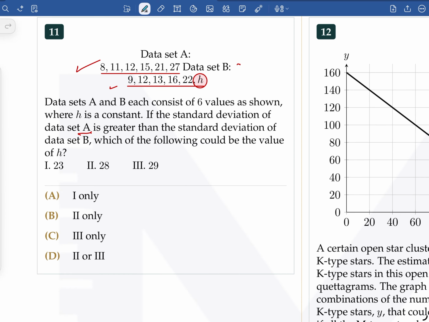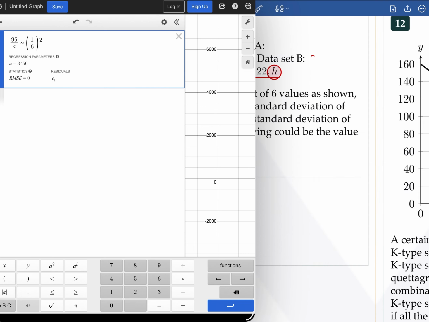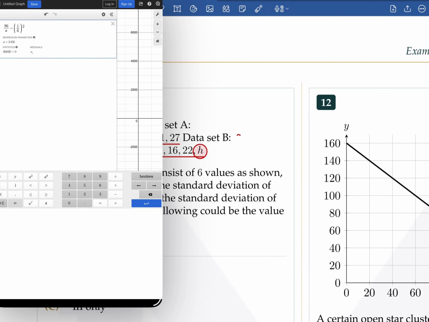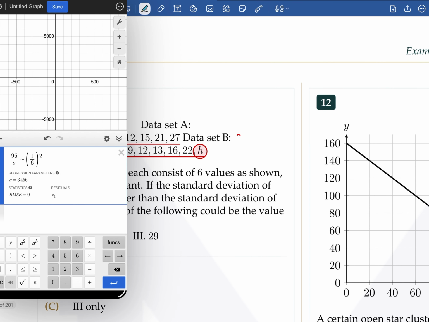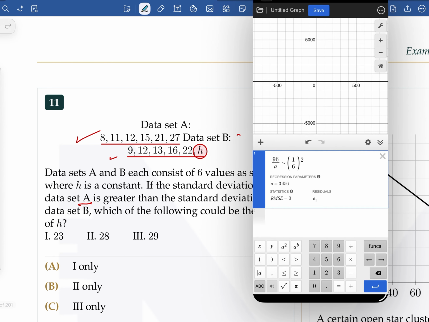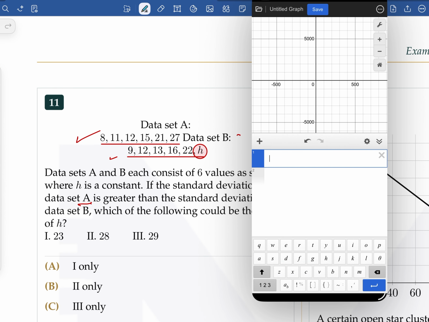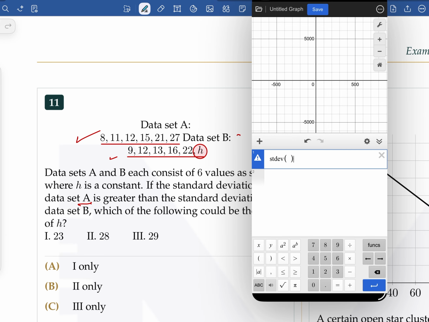You can use Desmos to calculate the standard deviation. Just write STDEV. This is the meaning of the standard deviation, and this is how to use it on Desmos. Write these letters: ST for standard, DEV for deviation, like this, and open the parentheses to write the numbers.